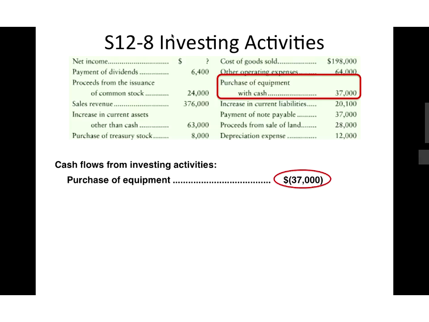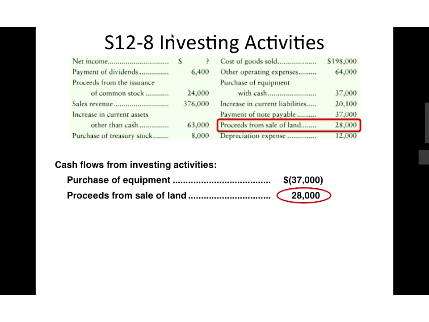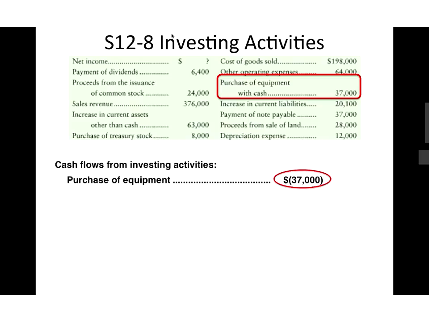So we've done the operating, now we're doing the investing. And when we go through the table, we're looking for anything to do with long-term assets. So long-term assets are property, things like land, buildings, equipment, long-term investments. And I look through the table and I see, first of all, purchase of equipment with cash. If I purchased equipment, I'm giving out cash, so it's a negative 37,000.